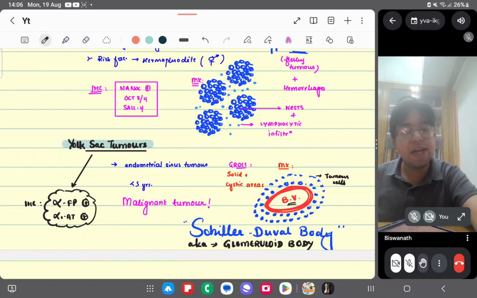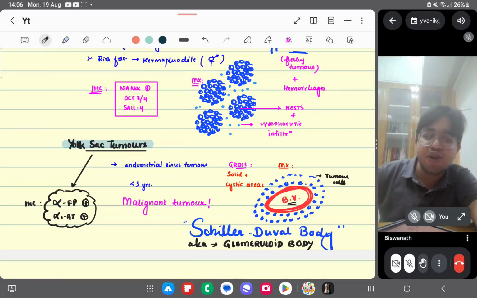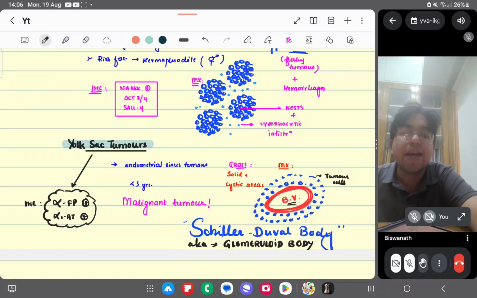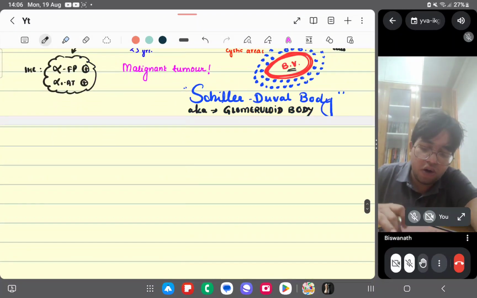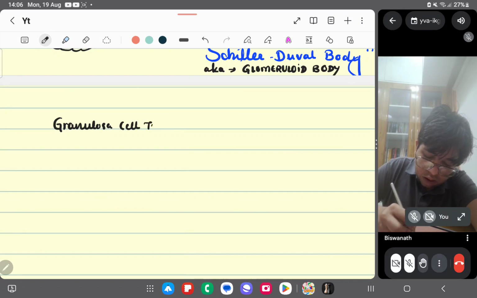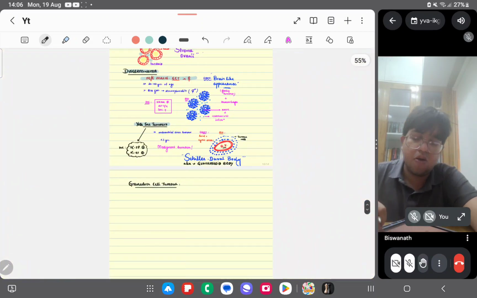Then we'll move to the other tumor, that is the granulosa cell tumor. Here the characteristic microscopic appearance will be coffee bean nuclei or a Call-Exner body. Okay, Call-Exner body. We'll see in due course of time. So let's move on to granulosa cell tumor.